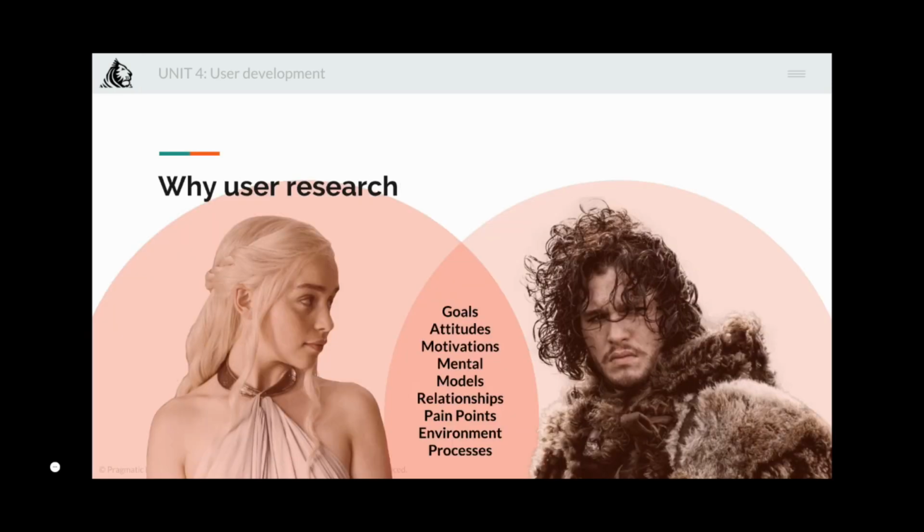And why user research? Because every single user persona brings their own. You'll learn about user personas very soon. So every single user comes with their own goals, their own attitudes, their own motivations. They have their own mental models, relationships, pain points, environment, processes, and so on. Right? Everything is unique for every single user, and that's why you need to build for that particular user. I hope you recognize these two characters. While they have the same motivation in a way, they're coming with completely different nurtures, and that's why their actions, their reactions, their words, their motivations are completely different.